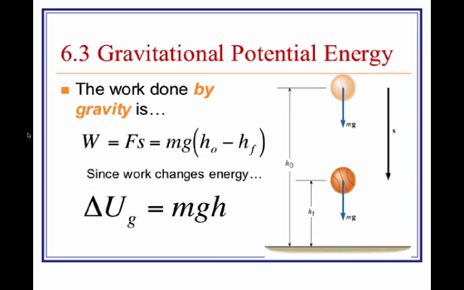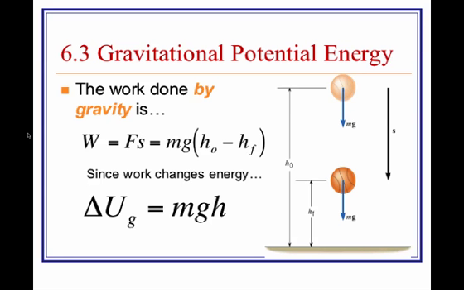Gravity applies a force on some object with mass. It's an attractive force. In this case, it's pulling the object downward. Our object today is a basketball. That object undergoes some displacement, s, a change in height. So there's some force, which is due to its weight, mg, applied over some change in height, h initial minus h final. This is equal to the gravitational potential energy.